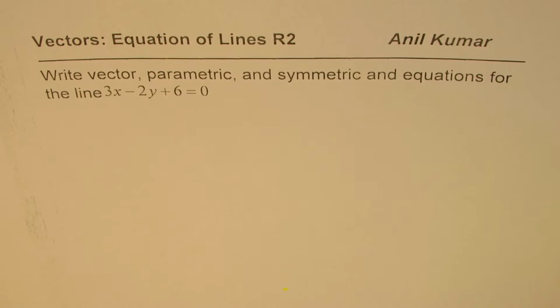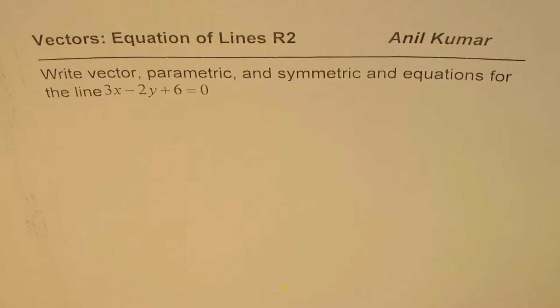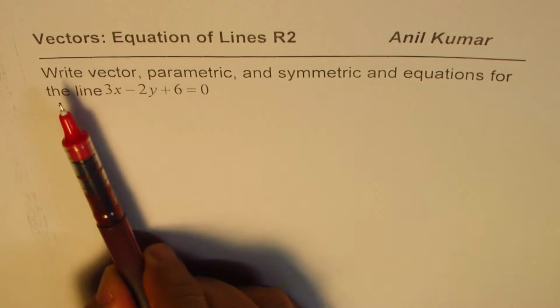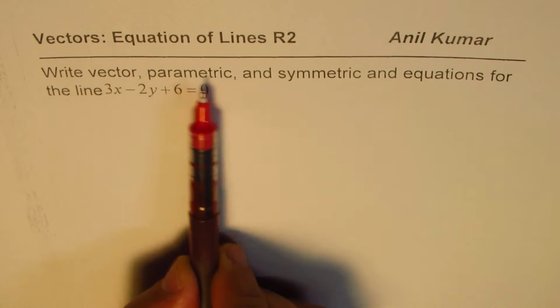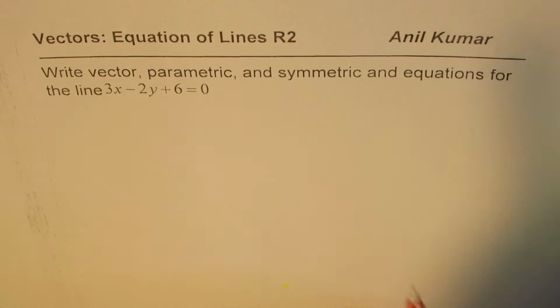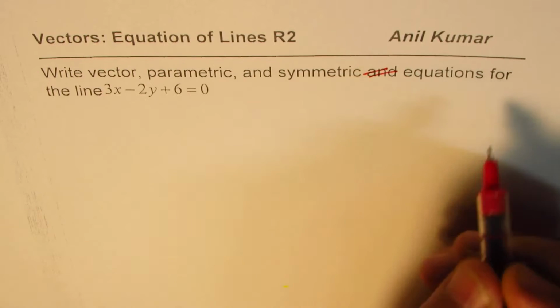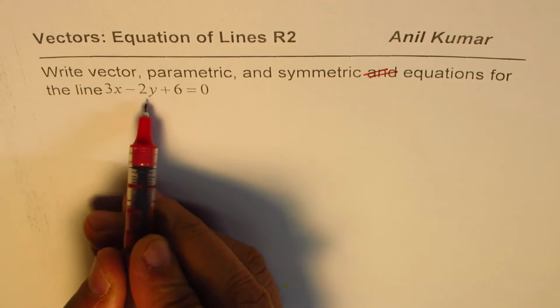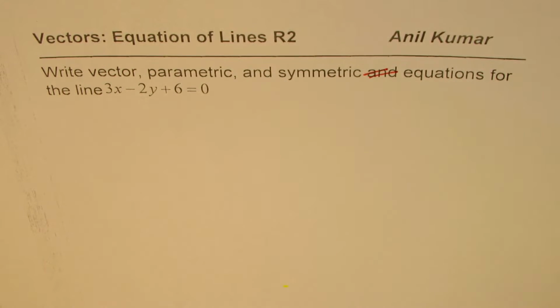I'm Anil Kumar, and in this video we will see how to convert Cartesian or scalar equation in R2 in different forms, which are vector, parametric and symmetric. So the question here is, write vector, parametric and symmetric equations for the line 3x minus 2y plus 6 equals 0.